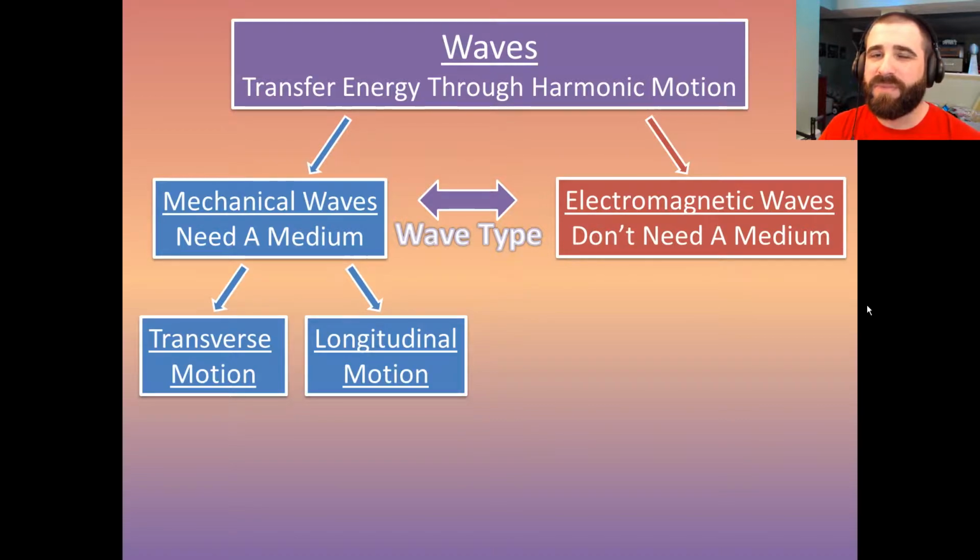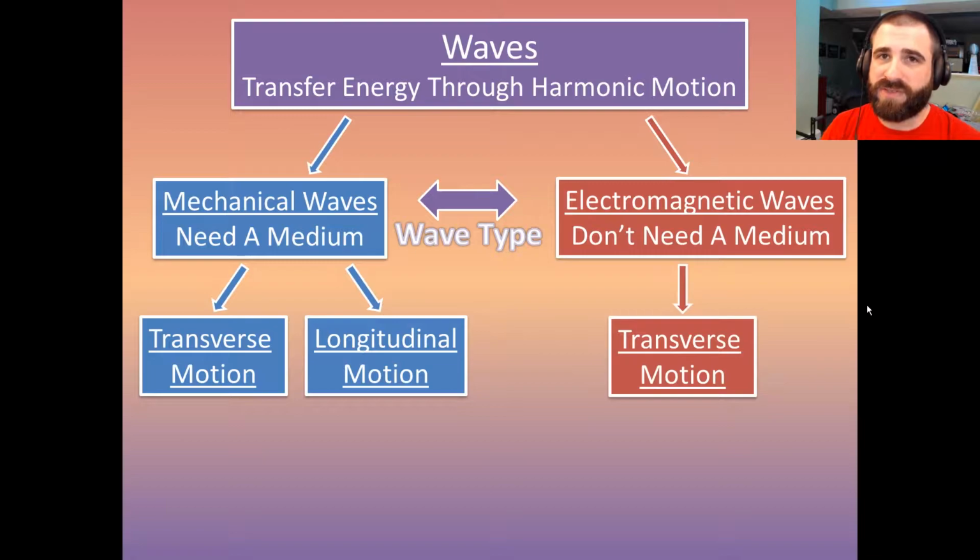But really, that's not a type of wave. It's really just a type of oscillation, which you'll see in the next part. Now, some mechanical waves travel transversely. Some mechanical waves travel longitudinally. But electromagnetic waves only travel transversely. And we'll talk about what those mean. That probably doesn't mean a whole lot to you right now at this second, but hopefully by the end of this video, that'll make a lot more sense.